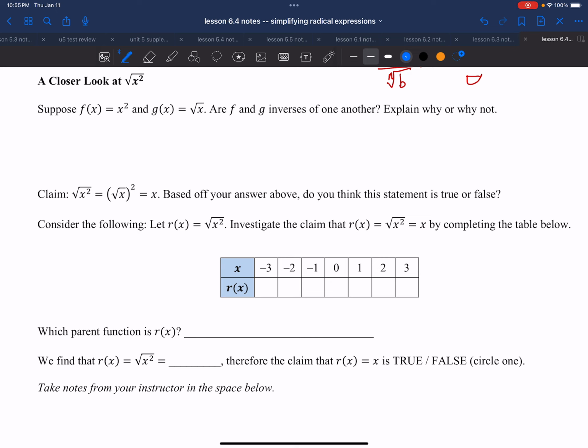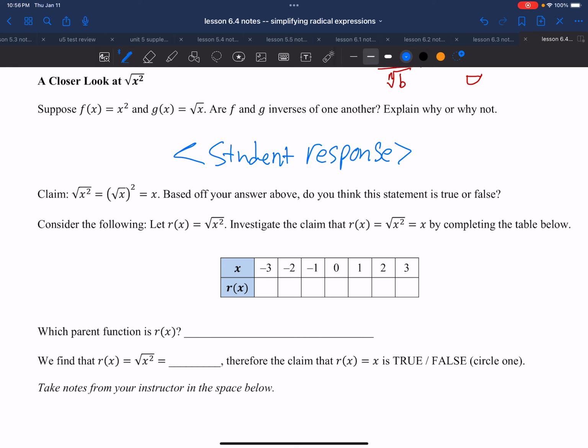So it says, suppose f of x, reading this out loud, suppose f of x is x squared and g of x is square root of x. Are f and g inverses of one another? Explain why or why not. And I will say something about a student response. Because in terms of these notes, this is for you, not so much for me, right? Are they inverses of each other?